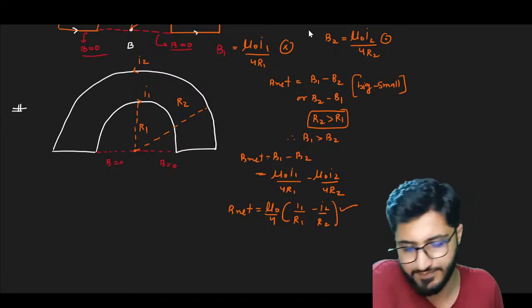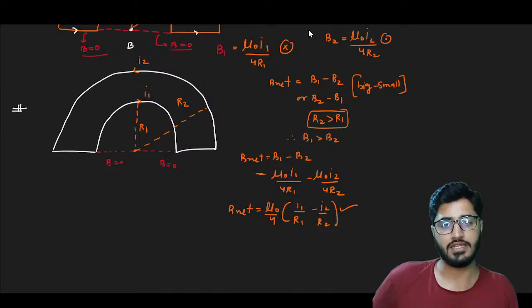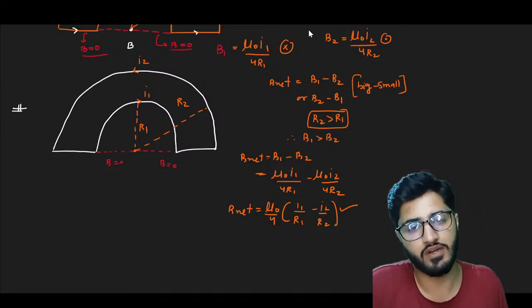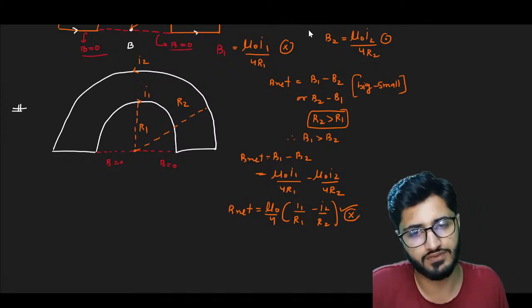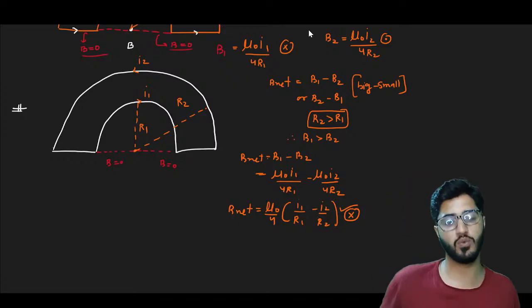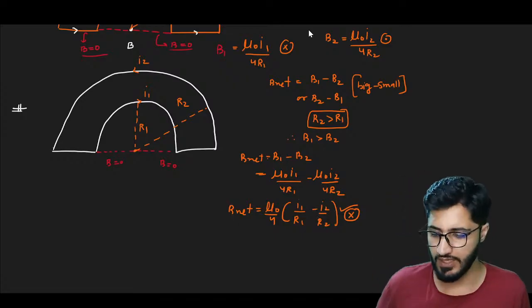This one is my answer. And yes, dominant would be B1. B1 is inverse, so direction is inverse. Dominant would be the bigger one. Okay.